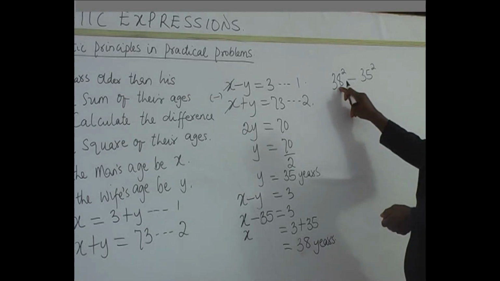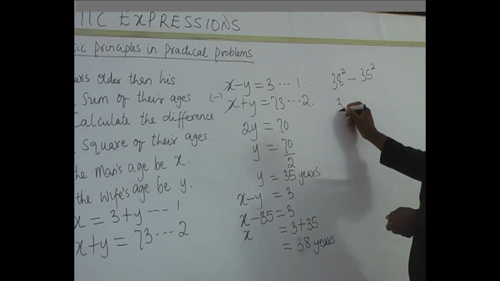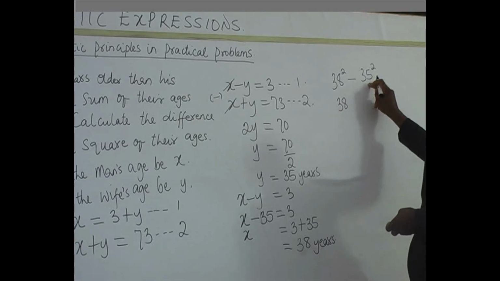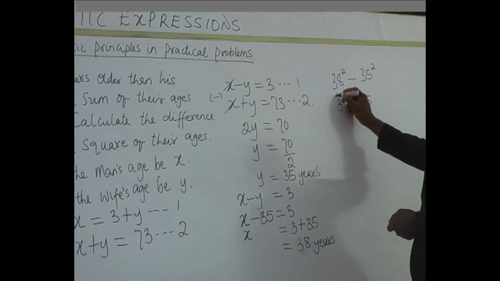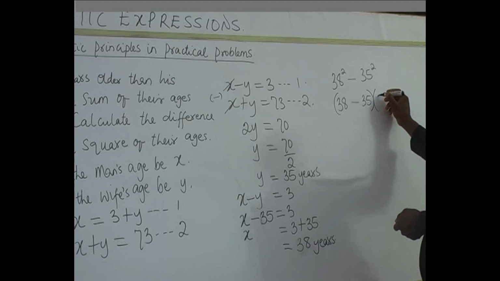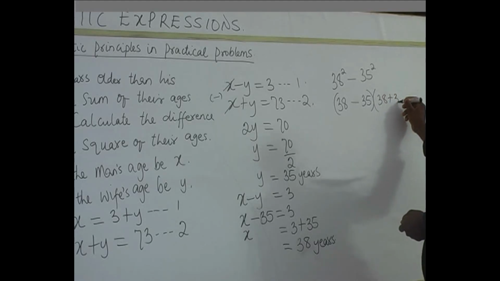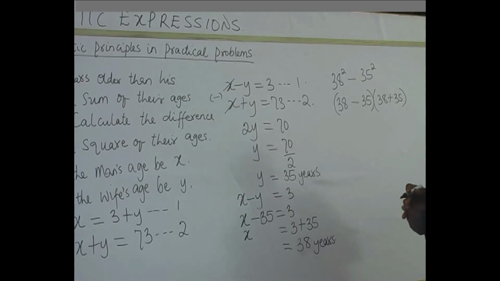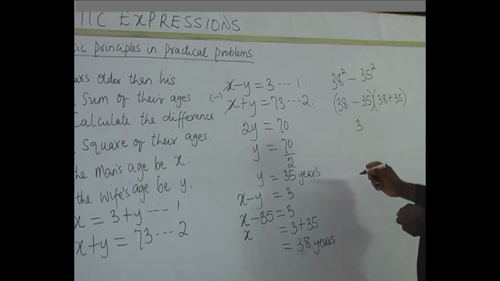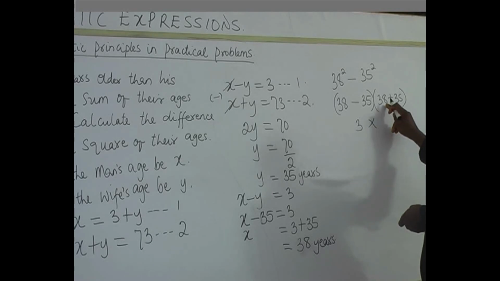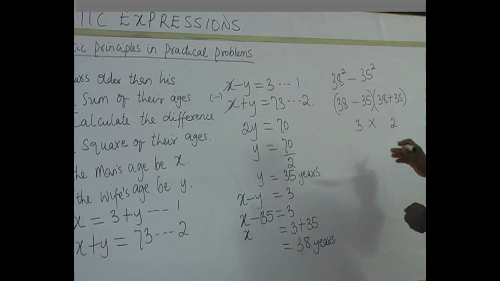Then using our quadratic principle, you're going to discover that the square root of 38 squared is 38, while the square root of 35 squared is 35. So we have 38 minus 35 times 38 plus 35. Subtract 35 from 38: 8 minus 5 is 3, 3 minus 3 is 0. Times, add 38 and 35: 5 plus 8 is 13.